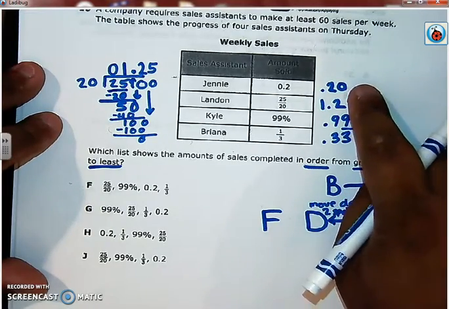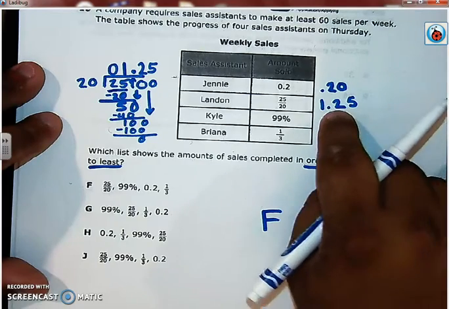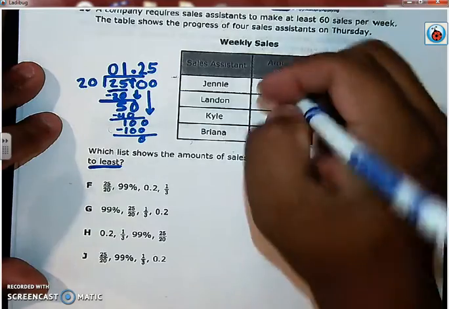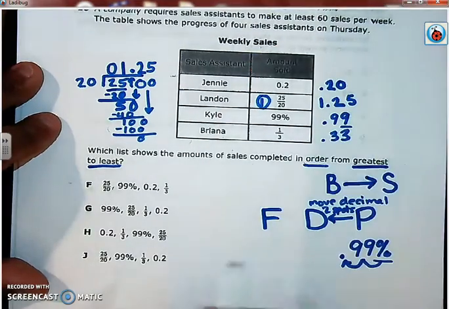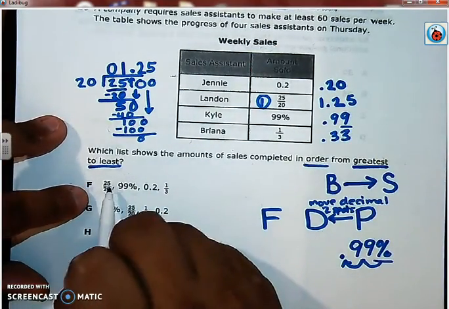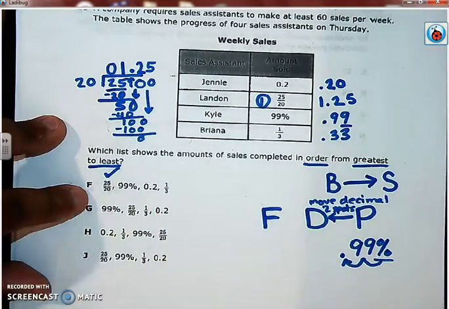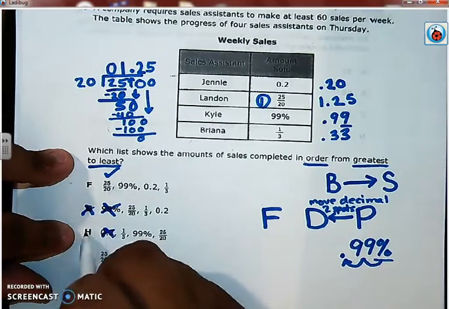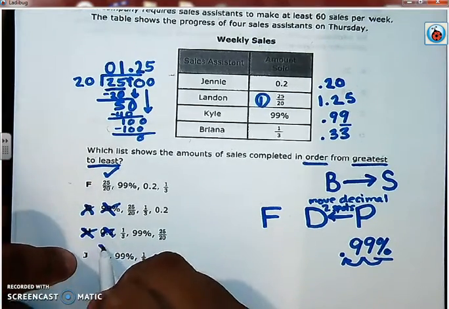So the most money here would be $1.25, which means 25 over 20 will go first. So let's find it. Here it goes first. Excellent. Here it does not. G is out. Here it does not. H is out. Here it does. J is good.